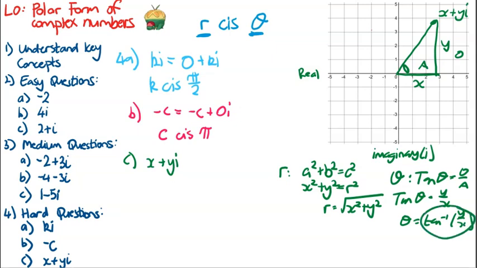So again, it's a bit messy, but we've got an expression for the argument in terms of y and in terms of x. So let's plug that into our final form. My modulus is going to be the square root of x squared plus y squared, cis, and my argument will be tan minus 1 of y divided by x, and so that wraps up this question.